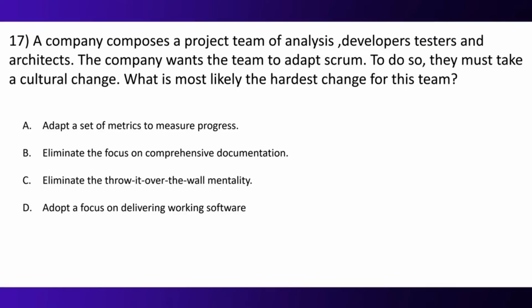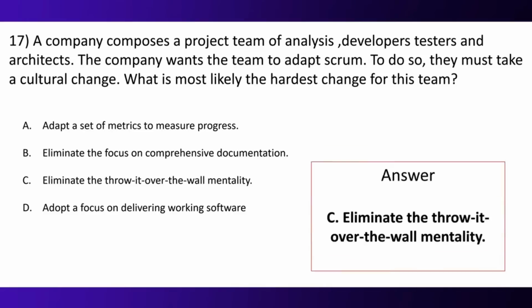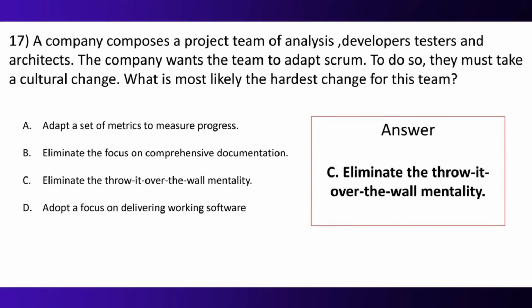Question 17. A company composes a project team of analysts, developers, testers, and architects. The company wants the team to adopt Scrum. To do so, they must make a cultural change. What is most likely the hardest change for this team? Option A. Adopt a set of metrics to measure progress. Option B. Eliminate the focus on comprehensive documentation. Option C. Eliminate the throw-it-over-the-wall mentality. Option D. Adopt a focus on delivering working software. And the correct option is C. Eliminate the throw-it-over-the-wall mentality.